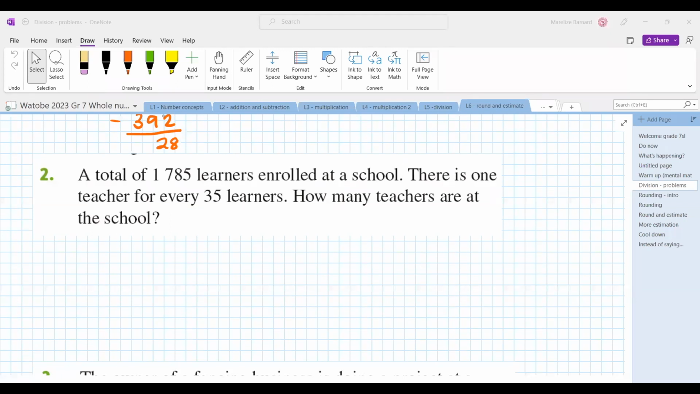Okay, so question 2. A total of 1,785 learners enrolled at a school. There is 1 teacher for every 35 learners. How many teachers are there in the school? So basically what we're saying is we've got all these learners, there's 1,785 of them, and we have to put them with a teacher, but each teacher can only take 35 learners, so we're making groups of 35. So how many groups of 35 can you make if there's 1,785 learners?